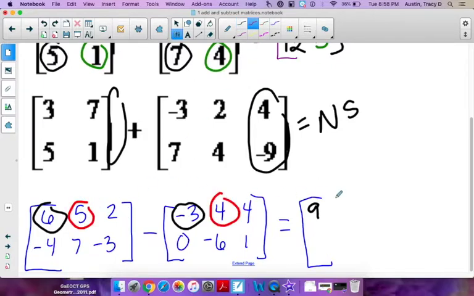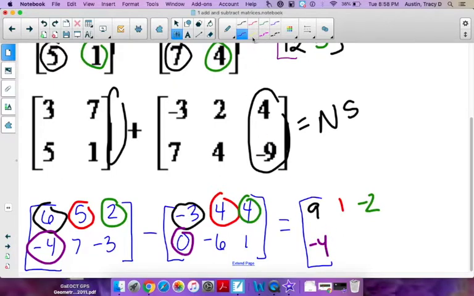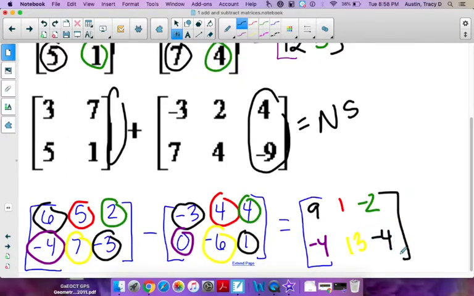5 and 4, 1, 2 and 4, -2. -4 minus 0 would still stay -4. I don't know if you're going to see the yellow one. 7 and -6 subtracting should be 13. Wow, that is bright. And back to -3 minus 1, -4.